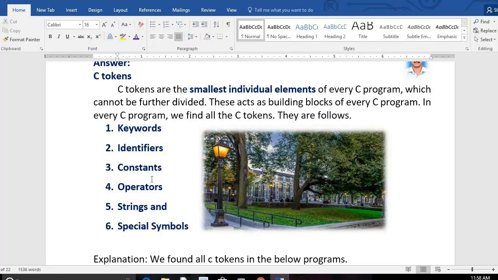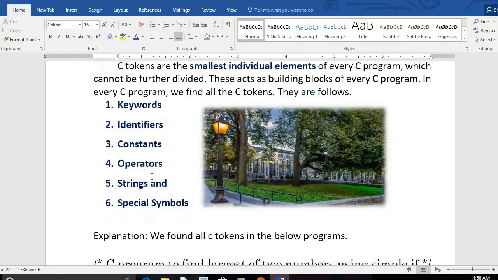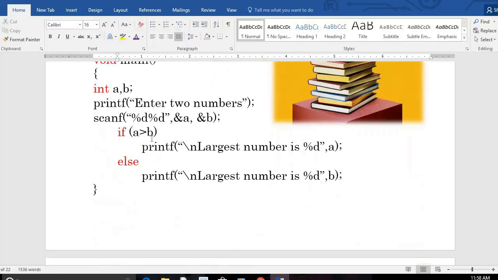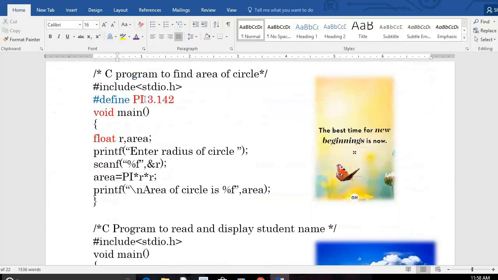Okay, let us begin. What are constants? For example, see these programming examples. Here 3.142 is a constant. This is a C program to find the area of a circle. How to write the C program to find the area of a circle? We know the formula, pi r square. 3.142 is a literal constant. Pi is a symbolic constant.